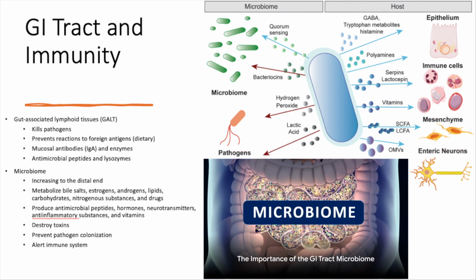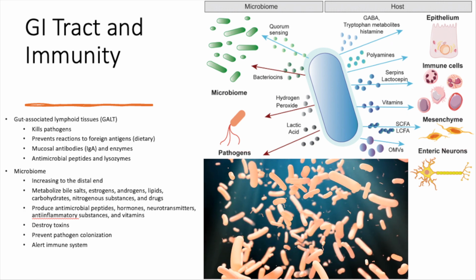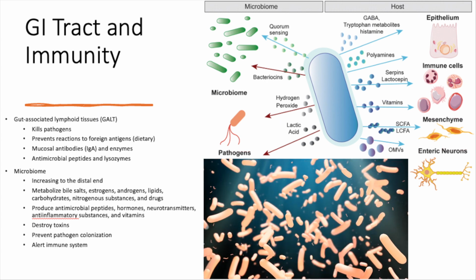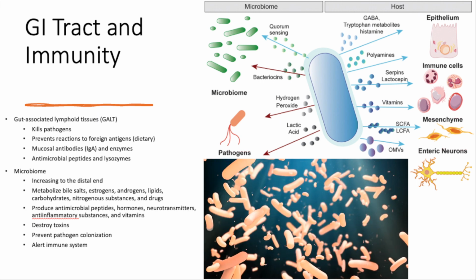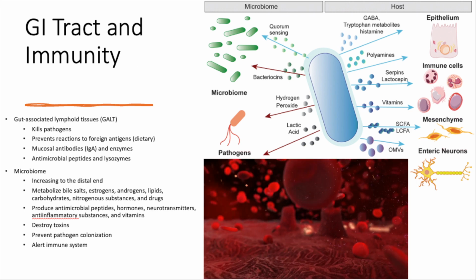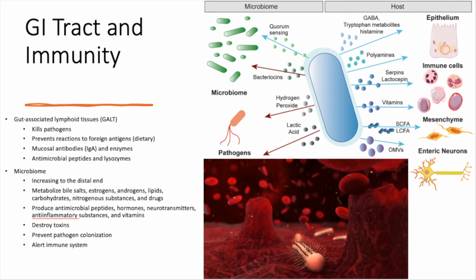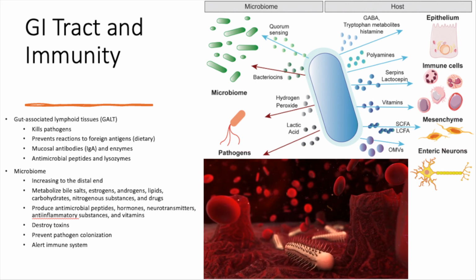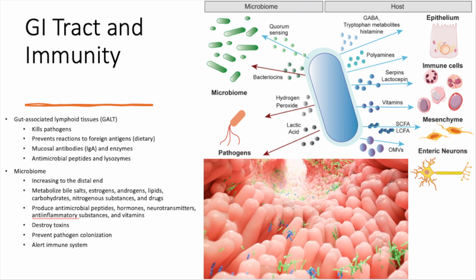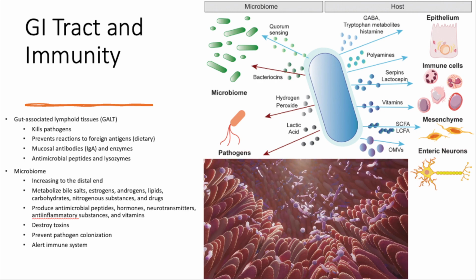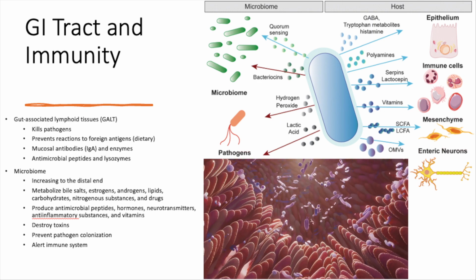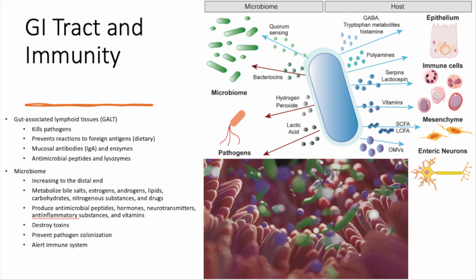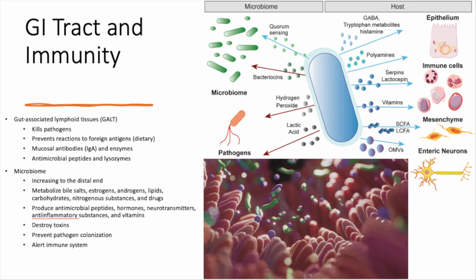The microbiome of the GI tract is also of significant importance. The number and types of bacterial flora vary greatly and increase from proximal to distal in the system. The microbiome does not have major digestive or absorptive functions, but does play a role in metabolism of bile salts, estrogens, androgens, lipids, carbohydrates, nitrogenous substances, and medications. Additionally, they can synthesize antimicrobial peptides, hormones, neurotransmitters, anti-inflammatory substances, and vitamins. They also work to destroy toxins, prevent colonization by pathogens, and alert the immune system to potential infections.